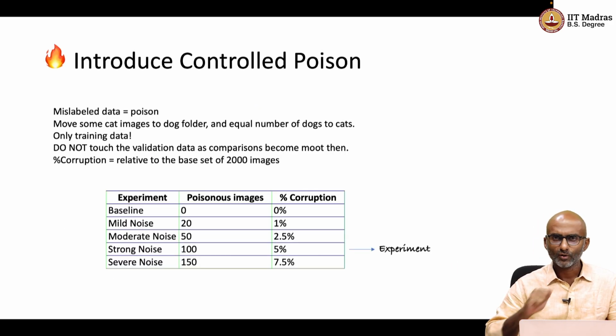So let's introduce controlled poison, right? So what is poison here? I'm going to just mislabel data, right? That's my example of poison for this problem statement.